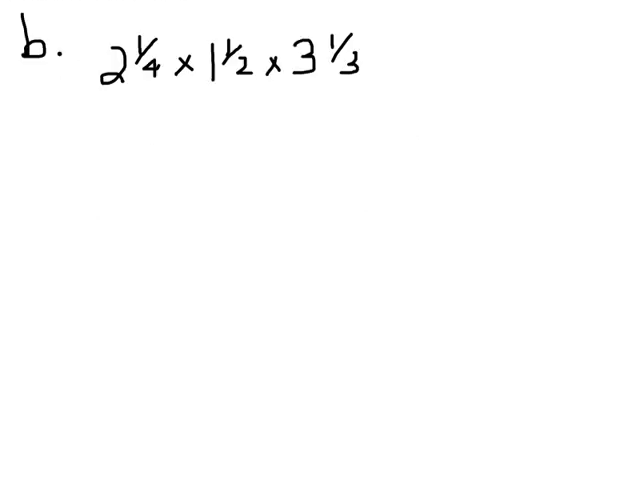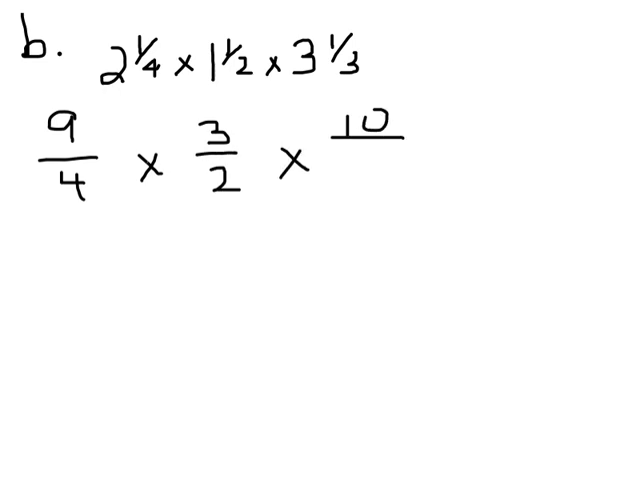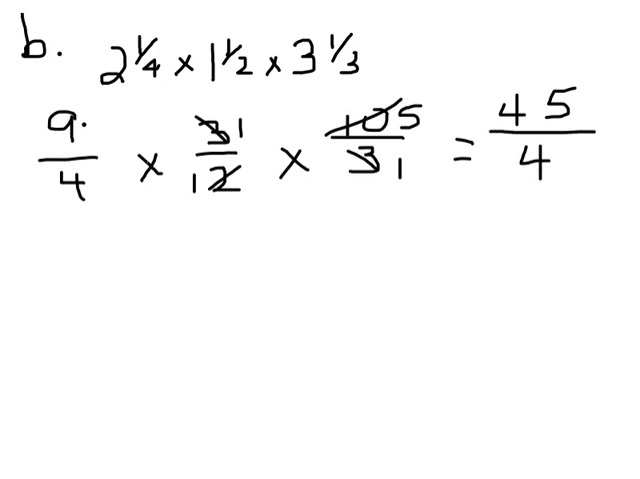In B, we're going to change 2 and 1/4 to 9/4, 1 and 1/2 to 3 over 2, and 3 and 1/3 to 10 over 3. 3 and 3 will cross cancel. 2 and 10 will cross cancel. And then we have 9 times 1 is 9 times 5 is 45. 4 times 1 times 1 is 4. If we reduce that, it would be 11 and 1/4.